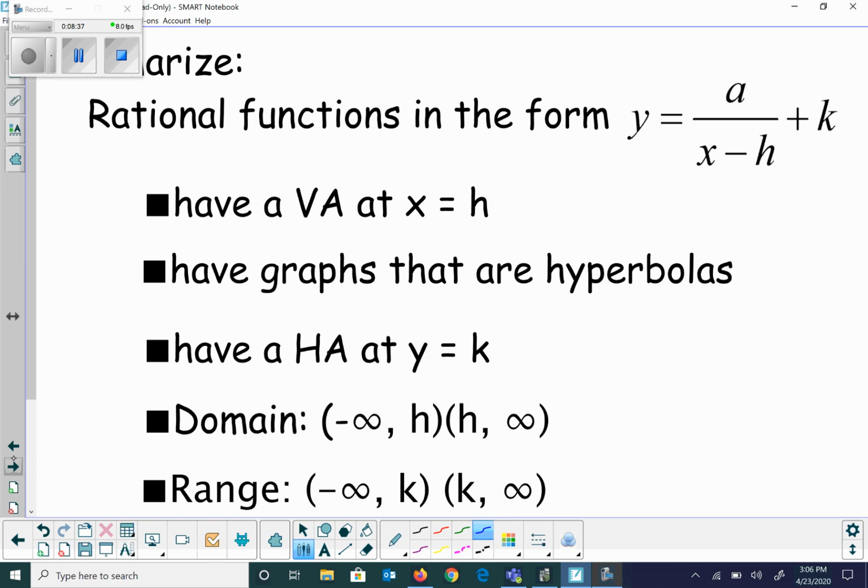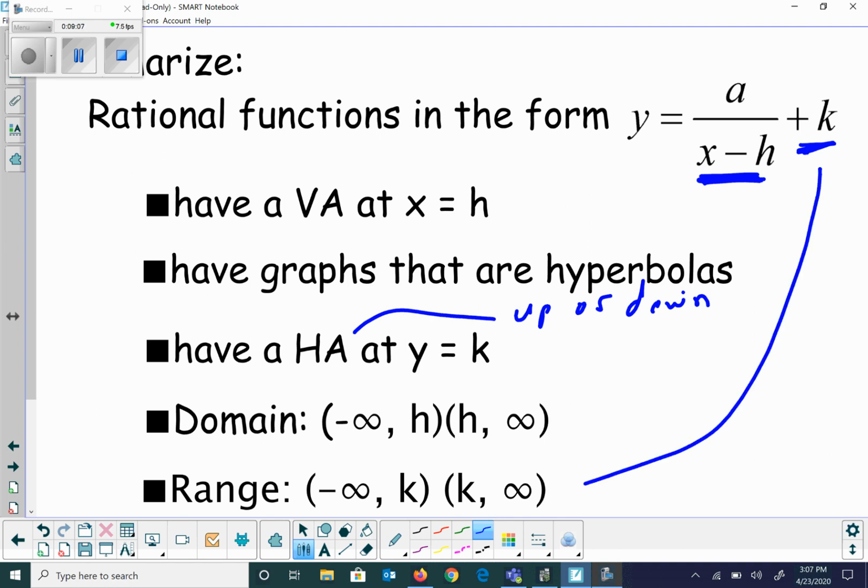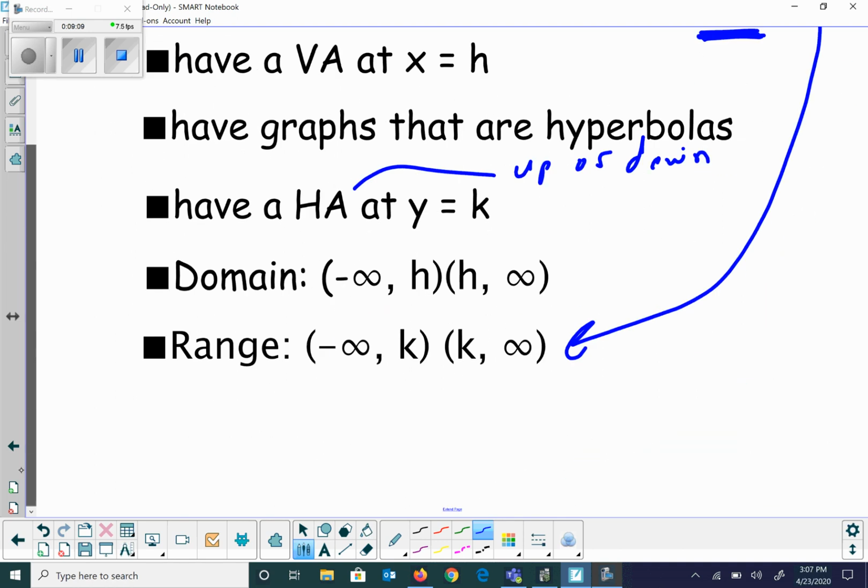So we have a vertical asymptote at x equals h. So if we set that equal to 0, we find our vertical asymptote. The graphs are hyperbolas, but if we added a k value out to the outside, that's going to shift the horizontal asymptote up or down. Okay, if it's positive, up; if it's negative, down. Okay, still the same rules. And then the domain is based off what this is. Our range is based off of what the k value is. Okay, so that's kind of important information to know as we go forward.